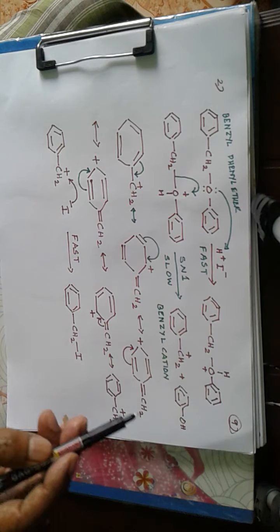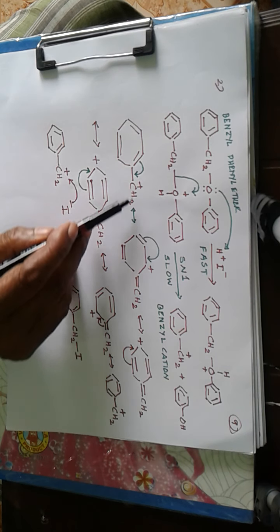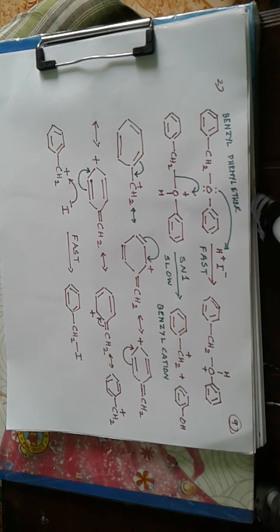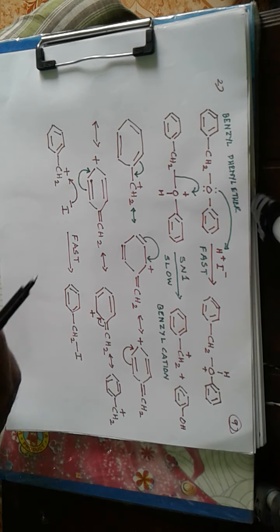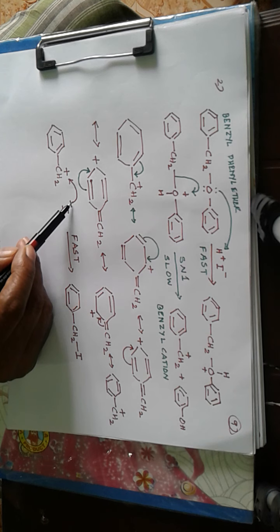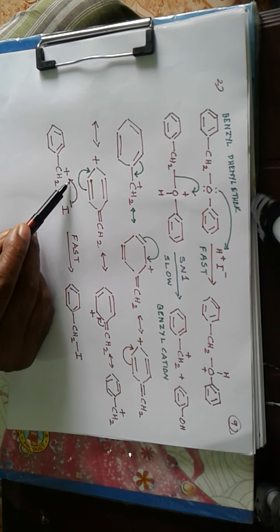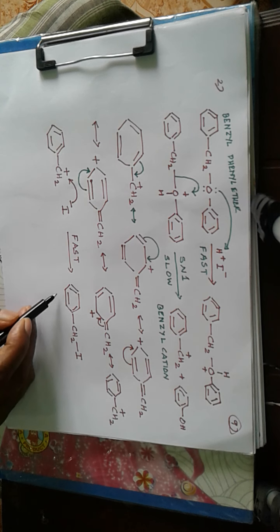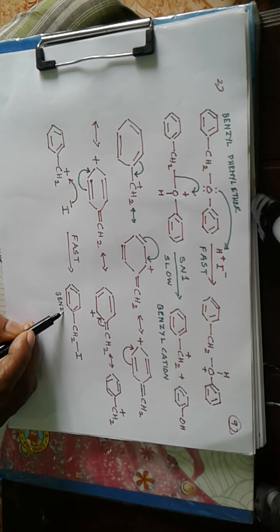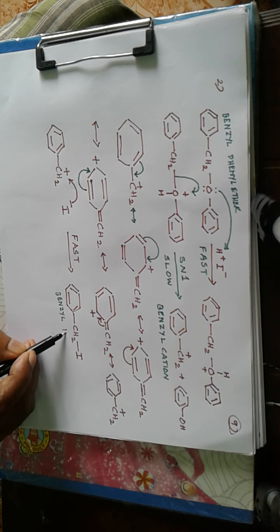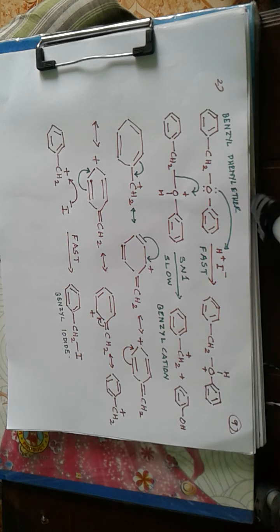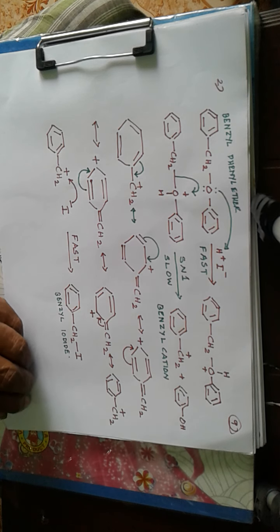Now phenol is one product. This benzyl cation is stabilized by resonance. So such canonical structures may be drawn. And this benzyl cation will be attacked easily by iodide, the nucleophile, in a fast step, and we get benzyl iodide. So that's enough. Thank you.